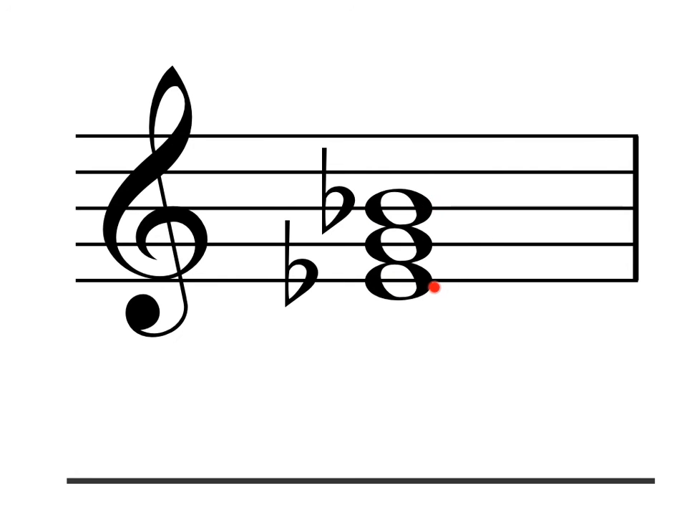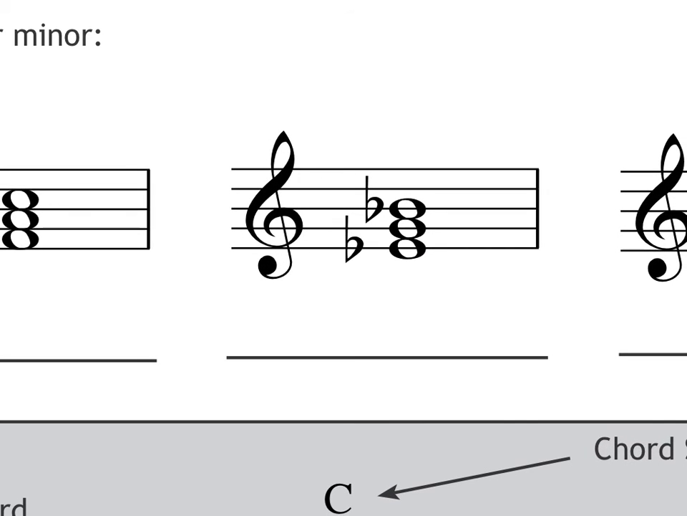That's good. We need to identify this triad as major or minor by knowing what kind of third we have here. Is this a major third or is it a minor third? Well, in the key of E flat major, what kind of G's should we have? We should have G naturals, which means this is a major third. Since this is a major third, this is a major triad.